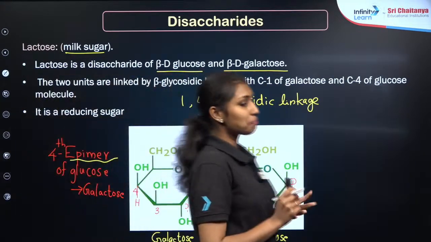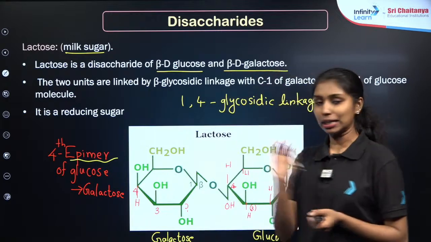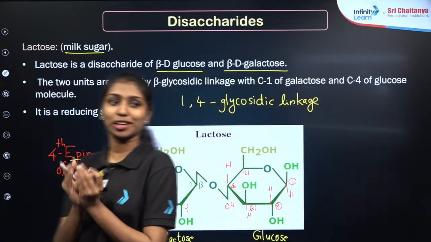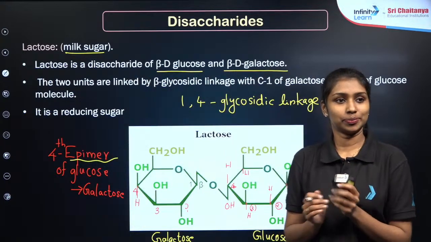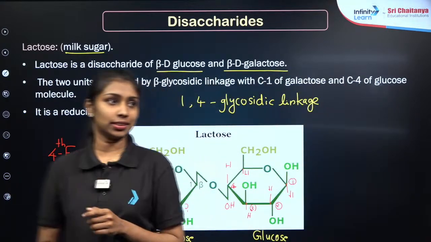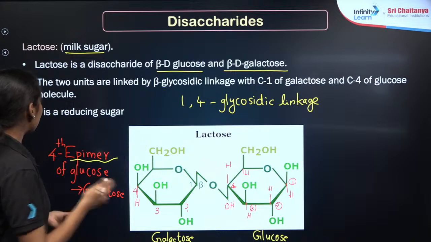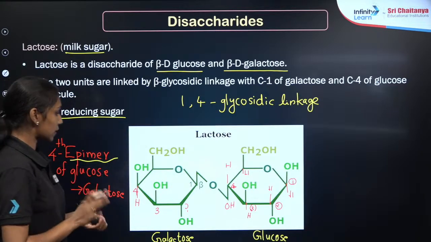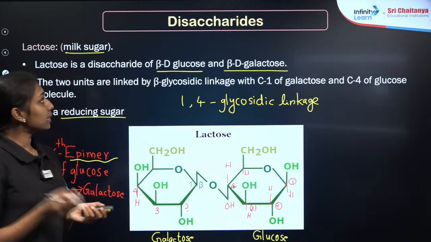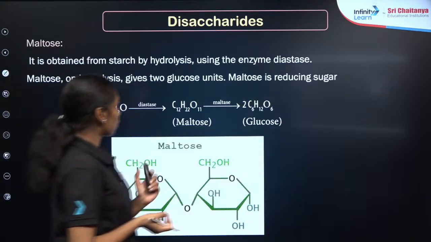Now, biomolecules is a simple chapter. You just need to remember some terms, that's all. No need to worry whether you are a maths student or a biology student. Fine. Again, this is a reducing sugar, which means it will give a positive result with Fehling's reagent as well as Tollens reagent. Now, we will move to the third type of disaccharide, that is maltose.